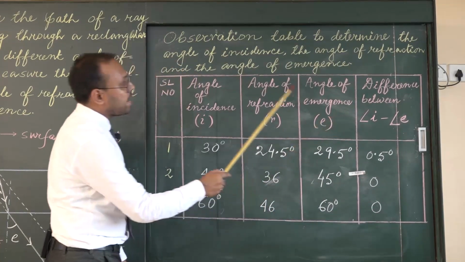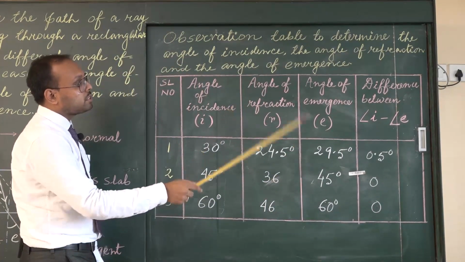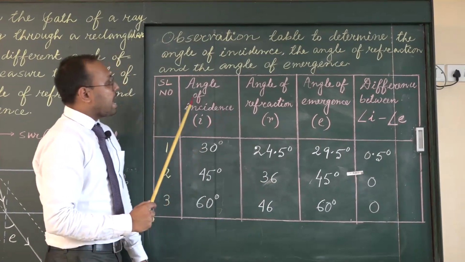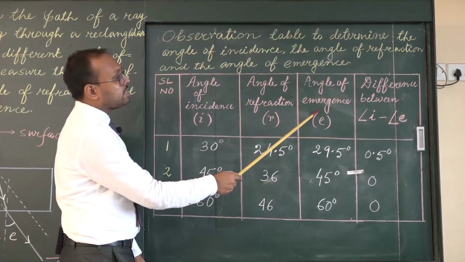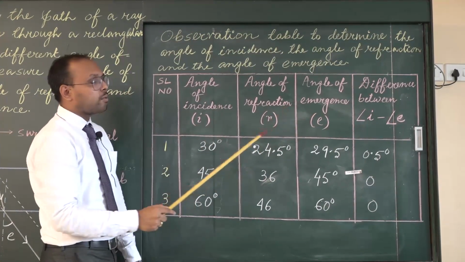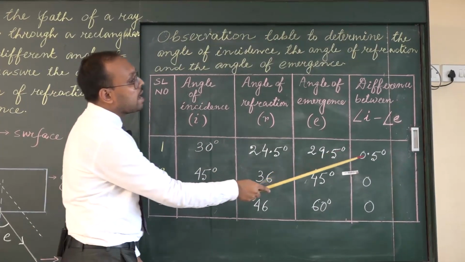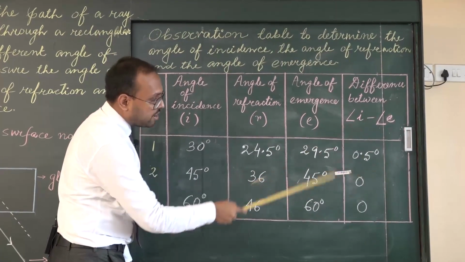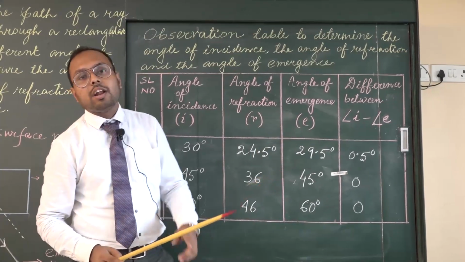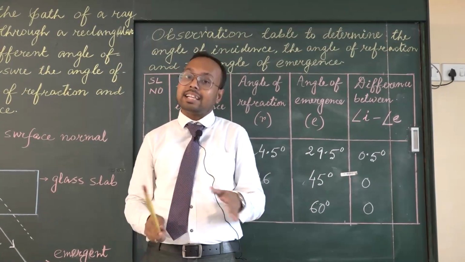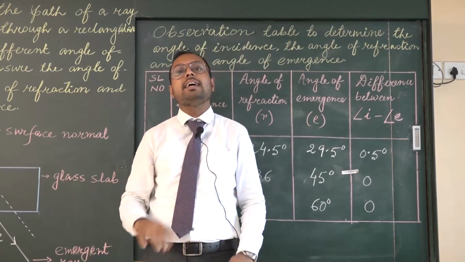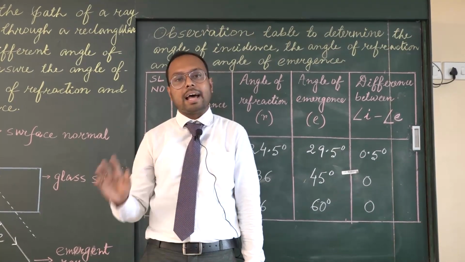So, ultimately from this total observation table, what we can tell is that the angle of incidence and angle of emergence for a particular glass slab, whenever we do this practical, differ by 0 degrees on average. So, that means the angle of incidence and angle of emergence are equal. So, we can conclude that the incident ray and the emergent ray are parallel to each other.